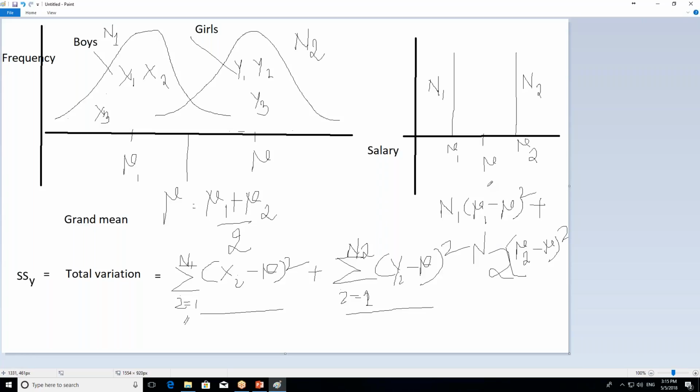This is nothing but my between-the-group difference. I have group 1 for boys and group 2 for girls, and the boys' group mean to the grand mean, and the girls' group mean to the grand mean, is the difference between the groups, right? Is it clear why n1 multiplied by mu1 minus mu square plus n2 times mu2 minus mu square is the sum of squares of the difference between the groups?